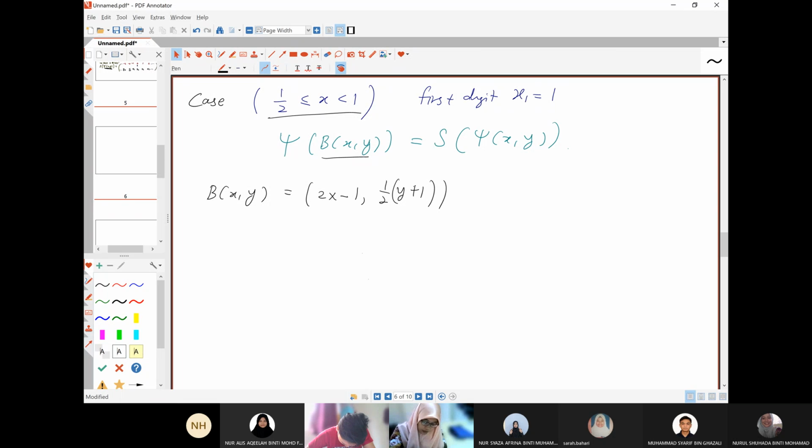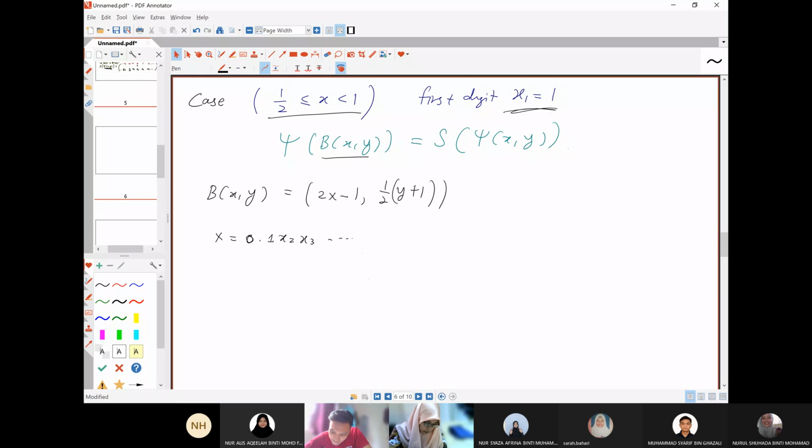Okay, macam mana kita nak cari? First, we know x, you can write it as 0. Okay, so since the first digit is 1, so x can be written as 0.1, x2, x3 and so on. Boleh faham kat sini? Faham. Sebab kita tulis x1 pun boleh, tapi sebab kita dah tahu x1 tu 1, straight away kita boleh tulis the first digit tu 1 lah.